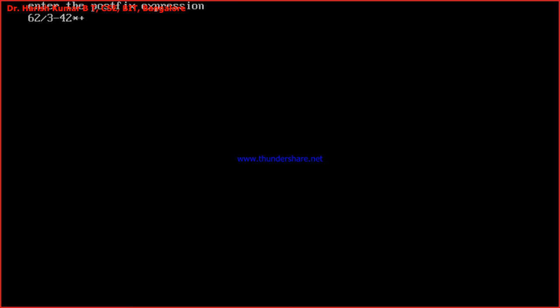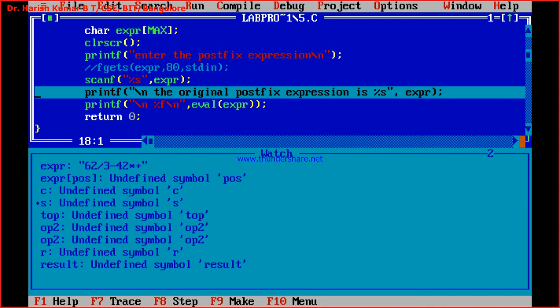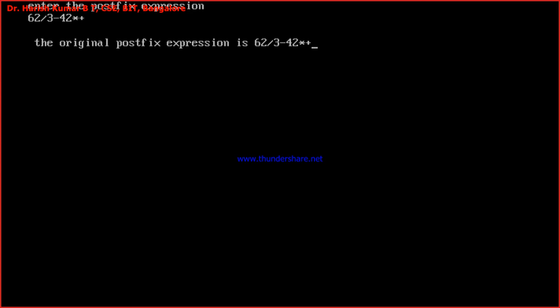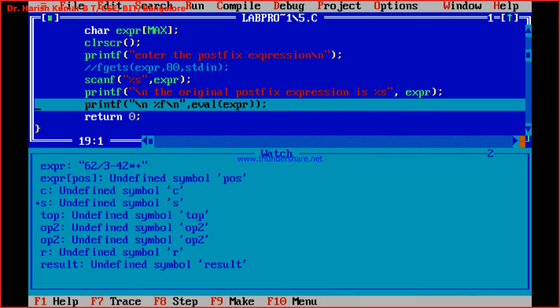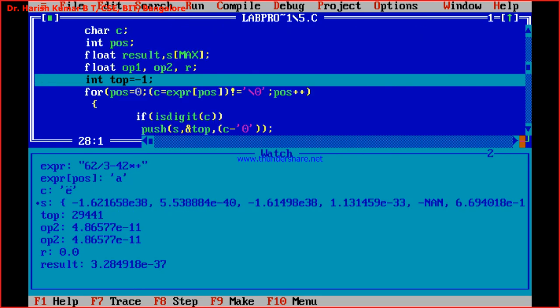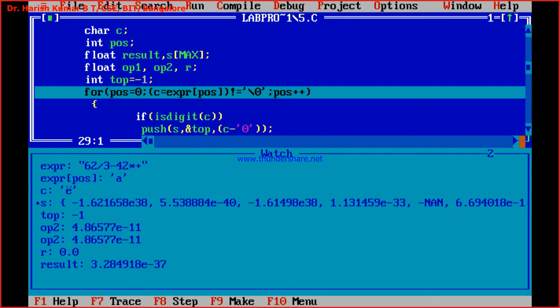Yes, sir. Okay. Now I'm printing the original postfix expression as it is. Alt F5, you can see the original postfix expression is this. Now I'm making a call to eval by passing this entire postfix expression as an argument to it. Now top, I'm initializing it to -1. Now position, I'm starting from 0. You can see here.